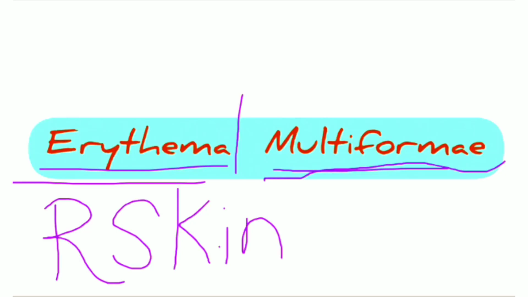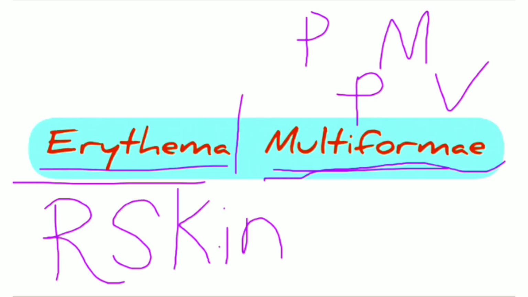They can be in the form of papules, macules, or patches. Different types of lesions can be seen, sometimes in the form of vesicles as well. So you can say it is in multiple forms. So the redness of the skin is in multiple forms. So we can say that erythema multiforme is nothing but redness of the skin which can occur in multiple forms.